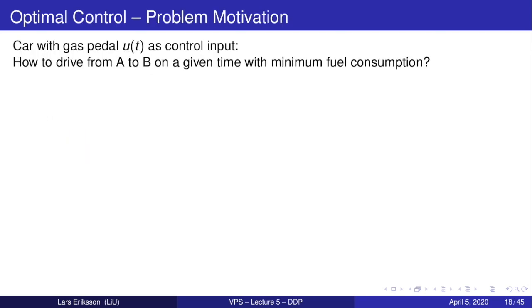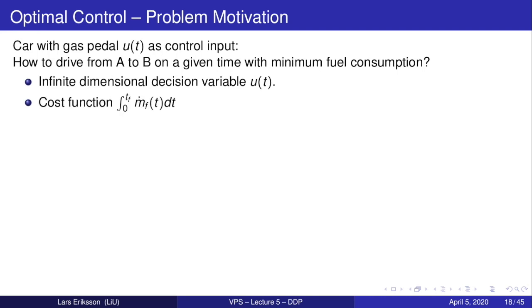When we talk about optimal control, we can have as role model that we want to drive from point A to point B with a given time, and we want to do that with the minimum fuel consumption. The main difference between traditional optimization is that in optimal control we have a continuous variable that then becomes an infinite dimensional decision variable. In the same way as for the normal optimization problems, we have a cost function.